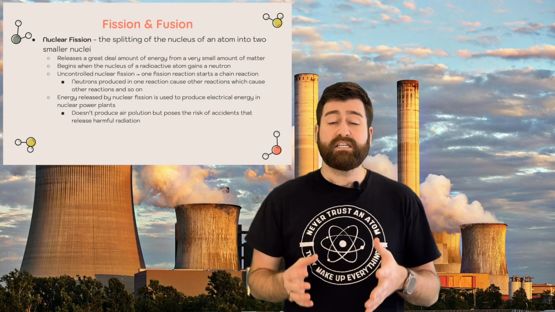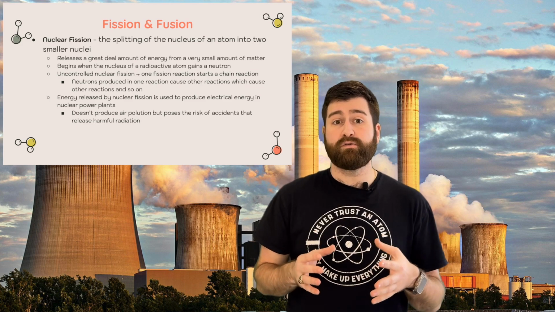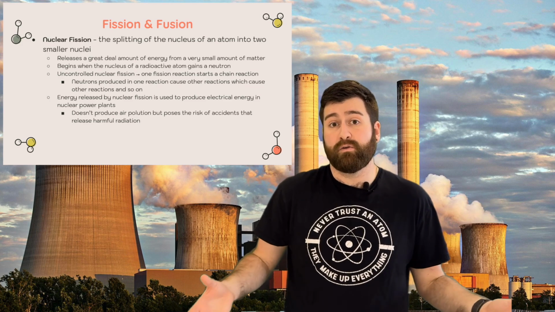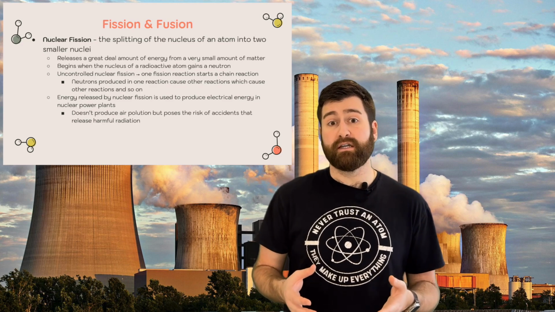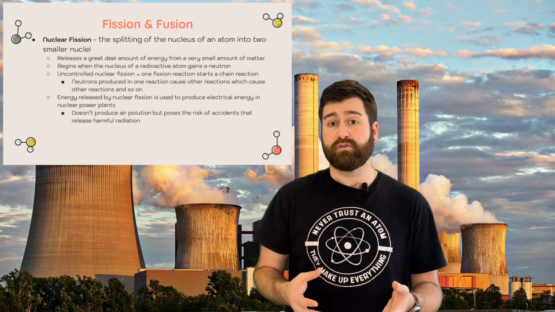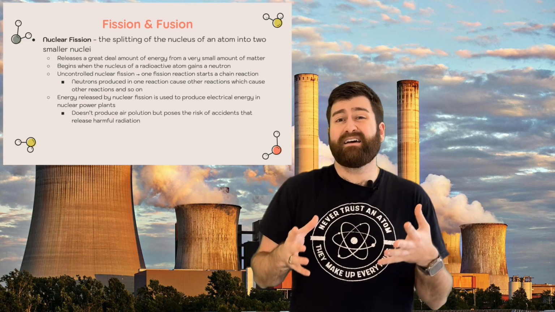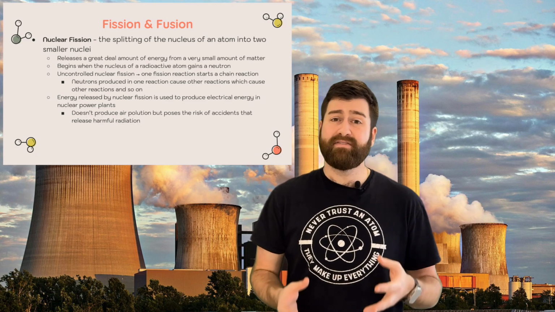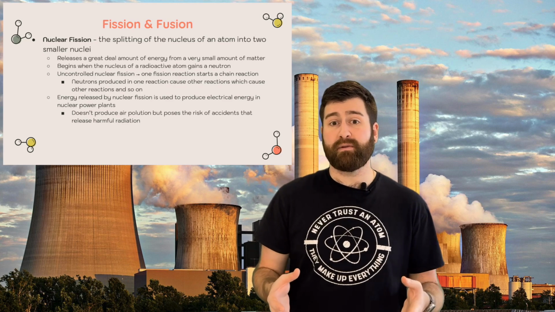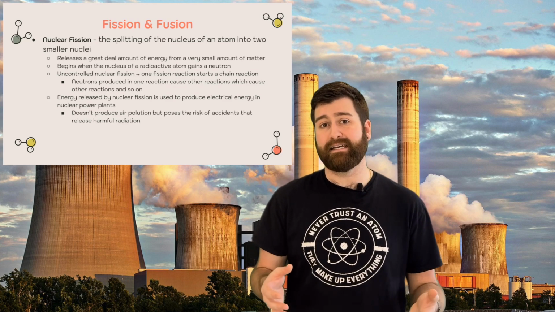Now, energy released by nuclear fission is what is used to produce electrical energy in nuclear power plants. On one hand, nuclear fission is good because it doesn't produce air pollution. However, it does pose the risk of accidents that release harmful radiation. And this is what occurred at the Chernobyl power plant in Ukraine in 1986.